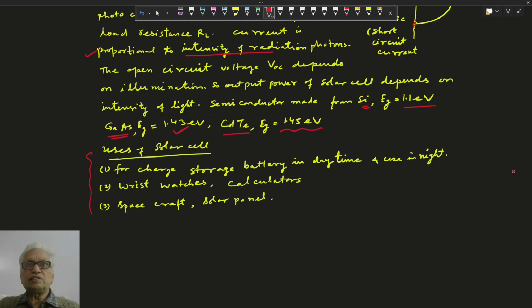Usage of solar cells: they charge a storage battery in the daytime, and we can use it at night or whenever light and electricity are not available. We can use the battery through an inverter, converting DC to AC, and use the electricity. It can be used in wristwatches and calculators, in spacecraft, and in solar panels also. These are the usages of solar cells.